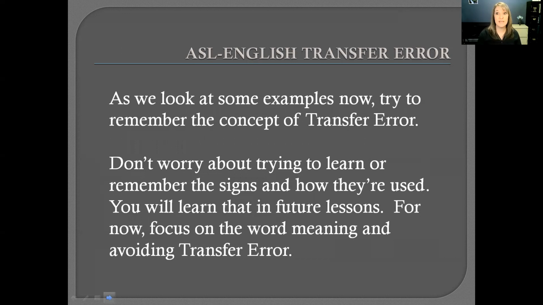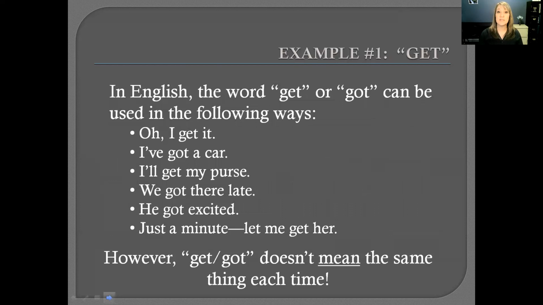Okay. Now, as we go over these signs to talk about transfer error, please don't worry about trying to learn or remember these signs or how they're used. You will learn them in future lessons. And so just for now, focus only on the word meaning and avoiding transfer error. Okay. So the first example is the English word get, or we could call it got. It can be used in the following ways. Oh, I get it. I've got a car. I'll get my purse. We got there late. He got excited. Just a minute, let me get her.